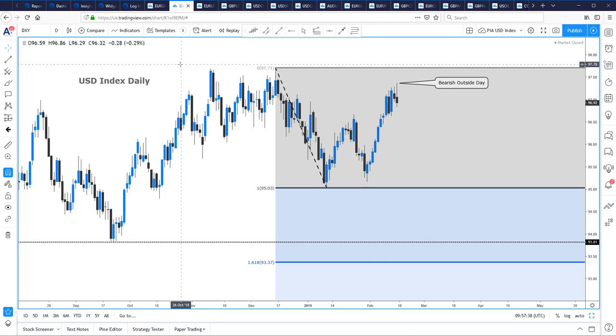I'm going to start off with the dollar index and then break down the other currency pairs, just highlighting what we're seeing for the week ahead. So we're starting off with the dollar index, the daily chart. We have posted a reversal candle, a bearish outside day on Friday. However, the strength of this initial recovery is a bit of a concern.